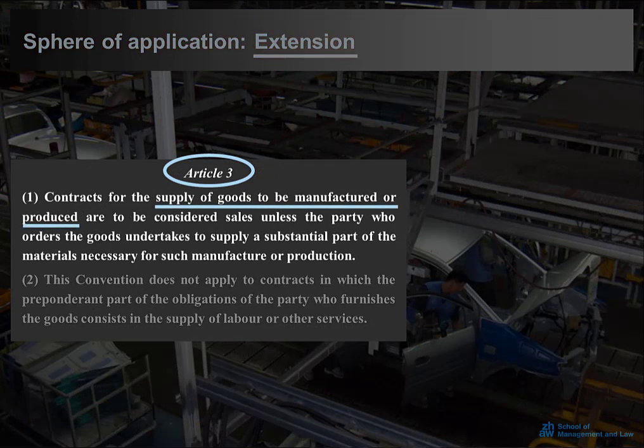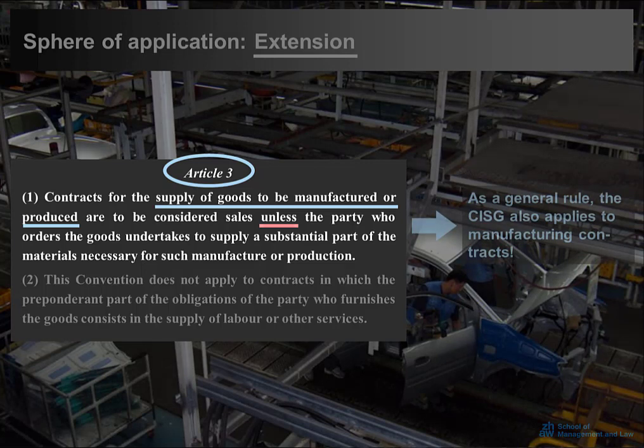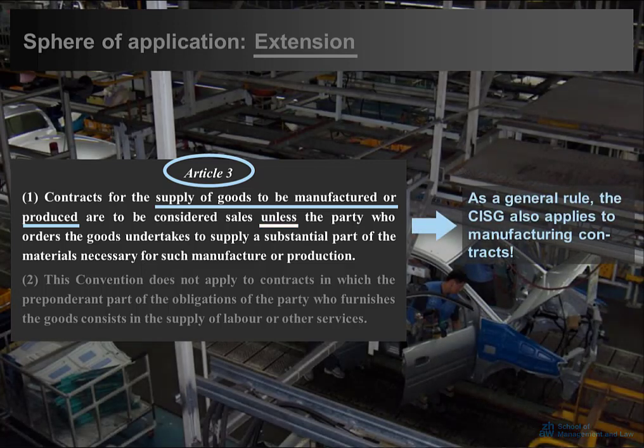According to Paragraph 1, contracts for the supply of goods to be manufactured or produced are to be considered sales unless the party who orders the goods undertakes to supply a substantial part of the materials necessary for such manufacture or production, which means that as a general rule, the CISG also applies to manufacturing contracts.